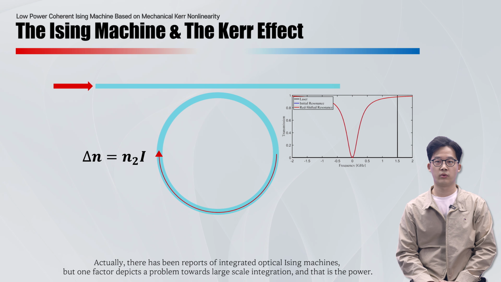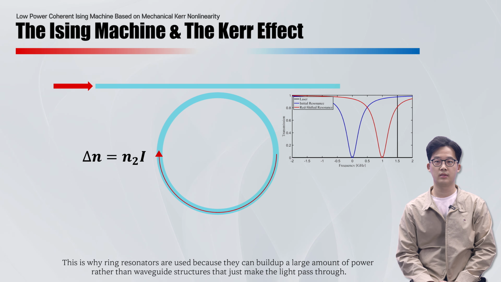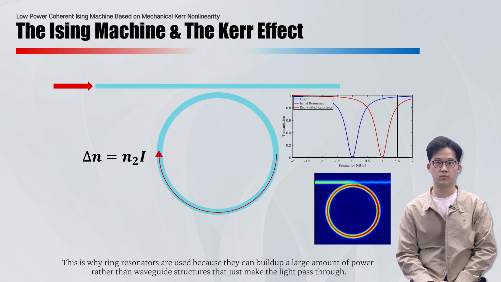Actually, there have been reports of integrated optical machines, but one factor poses a problem for large-scale integration, and that is the power. Previous reports use ring resonators to harness a certain nonlinear effect called the Kerr effect, where the refractive index is affected by the optical signal passing through the media. This is why ring resonators are used, because they can build up a large amount of power rather than waveguide structures that just let the light pass through.